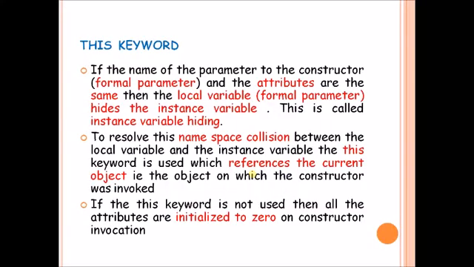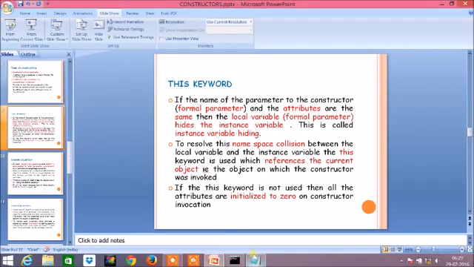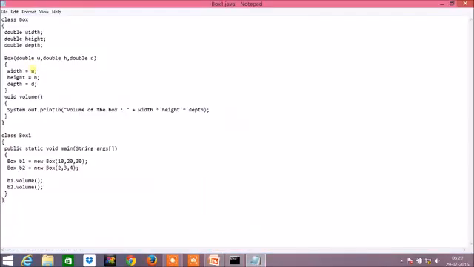Now let's see what we can do in case the formal parameters as well as the attributes have the same name. So in this example that we saw just now, the formal parameters which are W, H, D, and the attributes which are the width, height, and depth are of different names. So there wouldn't be any ambiguity in this assignment statements.